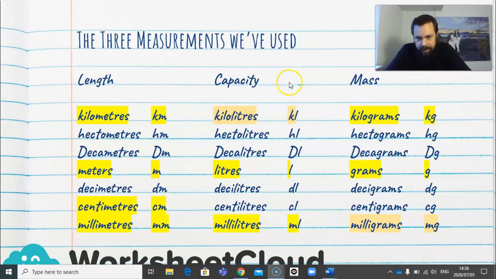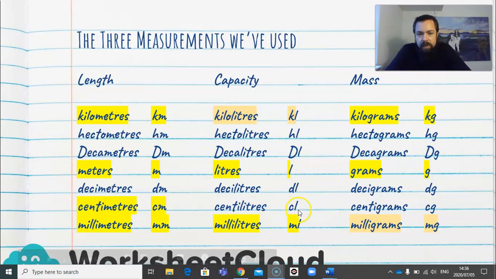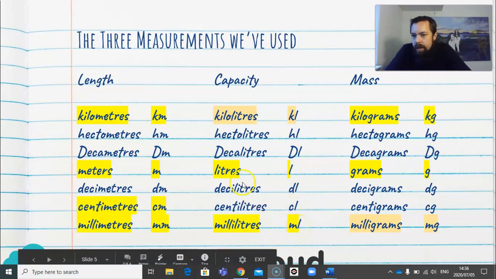When we look at capacity, it's the same words, just the end part changes to liters. So kiloliters, hectoliters, decaliters, liters, deciliters, centiliters, milliliters. And it's the same, just with an L on the end.